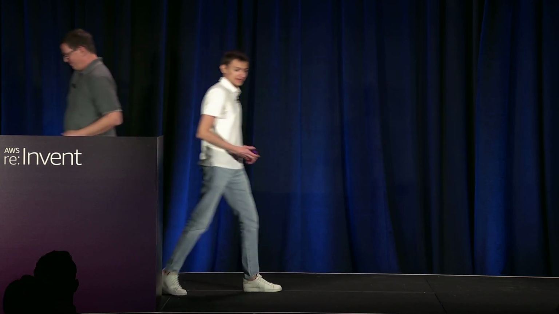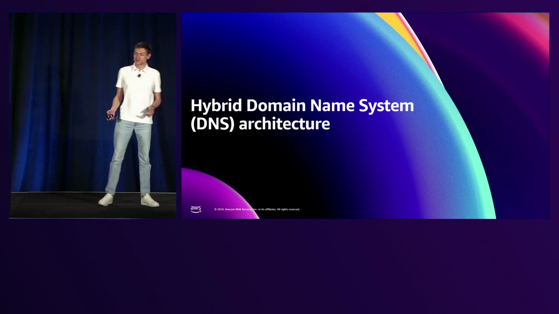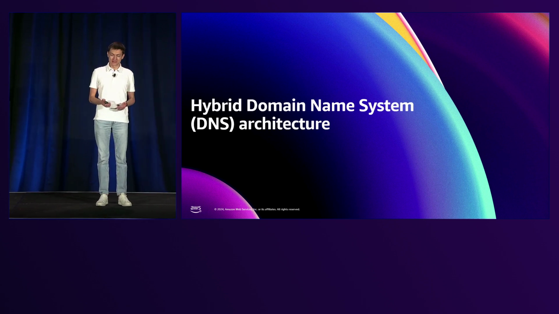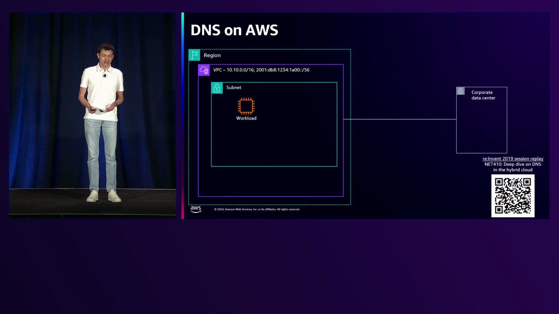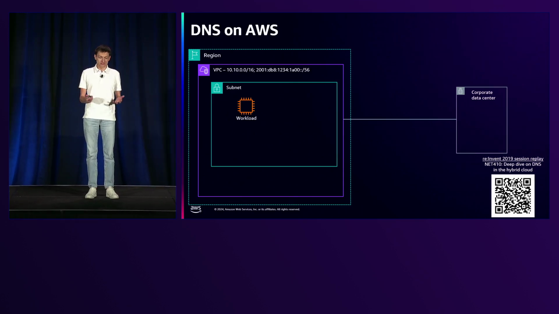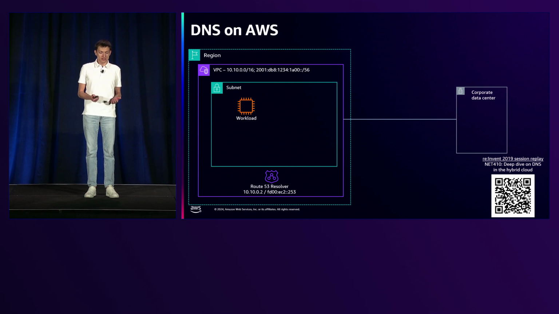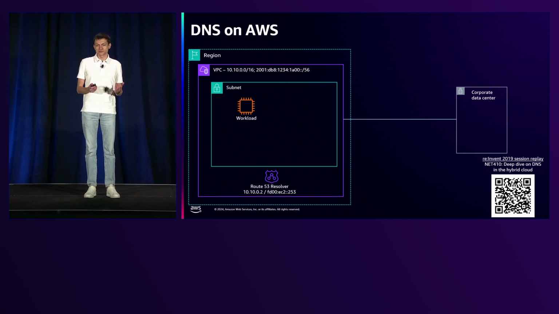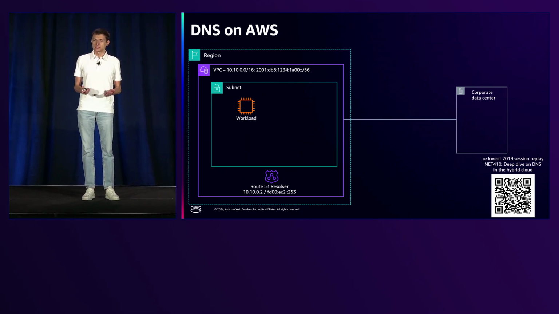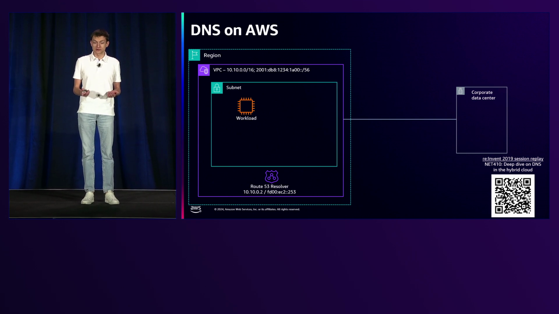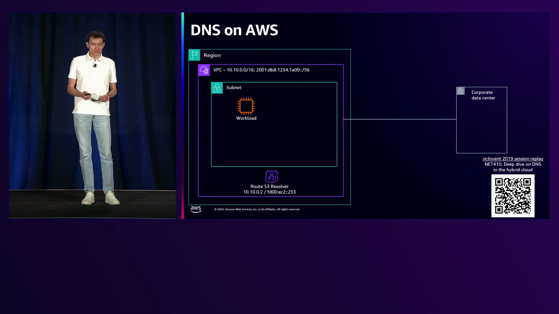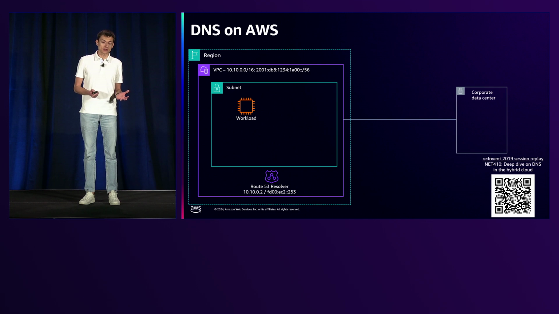Thank you, Andrew. Let's talk about domain name system, or DNS, and how to design it properly on AWS. Let's say we have an instance in a subnet in a VPC, and if you don't change any settings, by default, that instance will use Route 53 resolver. It's a highly available and scalable DNS resolver available for you inside of a VPC. It's also available on the VPC +2 IP address. And by default, it will resolve any public DNS queries.